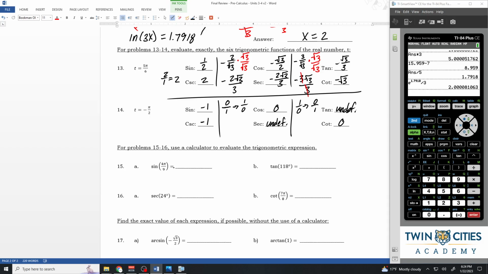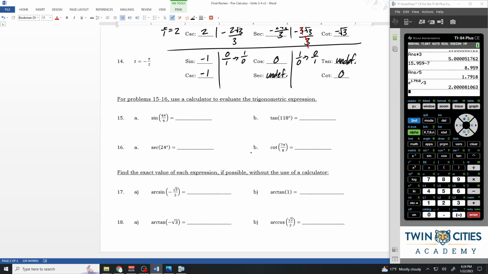All right, 15 and 16. For 15 and 16, we're going to use a calculator to evaluate the trigonometric expression. So for 15, I've got sine of 4 pi over 9. Now, when I do this, remember to be in the right mode here. So on my calculator, I see that I'm in radians. Okay, assume that this is radians unless you see a degree mark. So sine of 4 pi over 9.